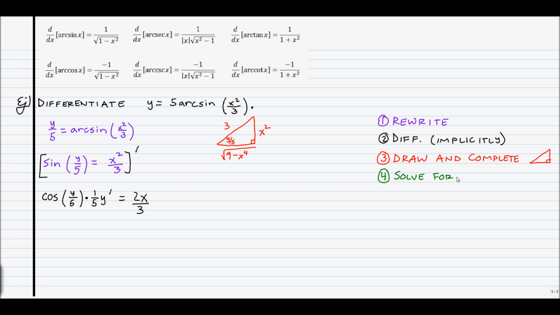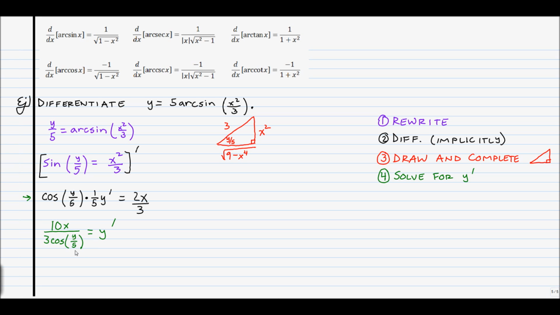So solve for y prime. Now we're bouncing back to the actual derivative stuff right here. If I want to solve for y prime, I'm going to multiply both sides by 5 to get rid of that 1/5. So I'm going to get 10x divided by, and if I divide both sides by cosine of y over 5, this equals y prime. It's a little weird looking, but it's okay. We're in good shape.